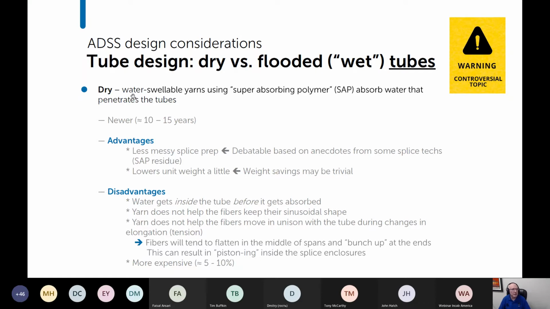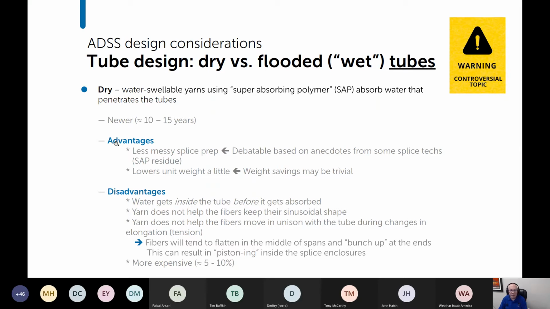Just as with the core, you're using a water swellable yarn. Yes, some of you may know that in the early days of this design concept, they would actually use the superabsorbing powder in the tubes, but today's implementation is a water swellable yarn to absorb any water that gets inside the tubes. It's newer, but it still has a pretty lengthy track record of 10, 15 years, maybe even a little bit more.